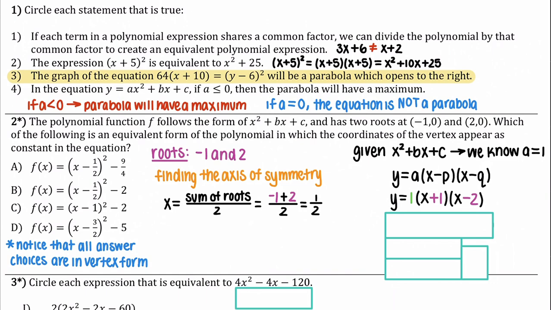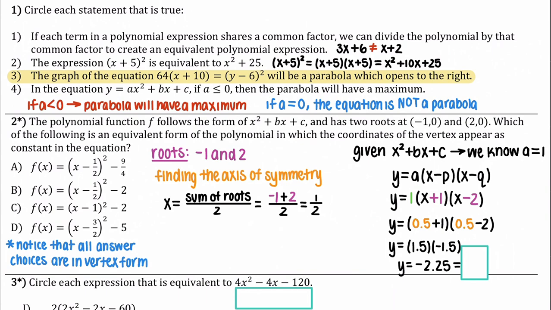And then from here, because we know the axis of symmetry is x equals half, we're going to substitute half into the equation just so that we can calculate what the y value of the vertex is. So again, half is the same thing as 0.5. So substituting that into our equation, that gives us y equals 1.5 times -1.5, or in other words, y is -2.25, which translates to -9/4.